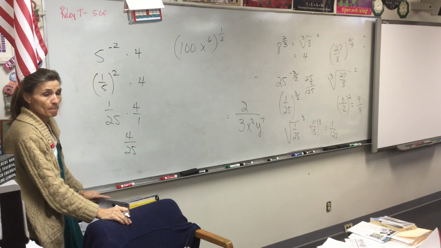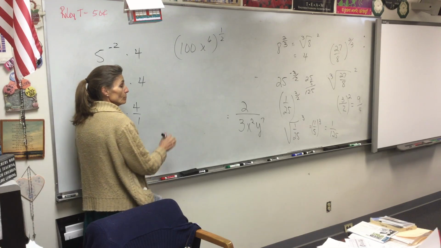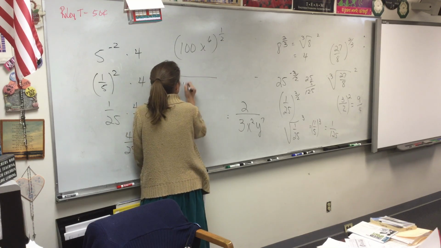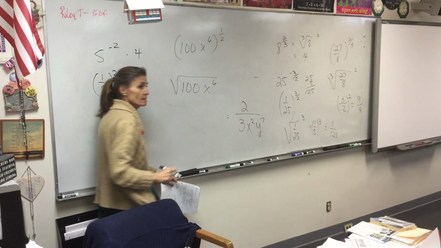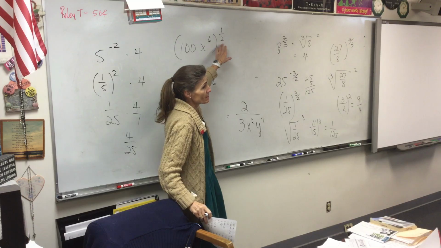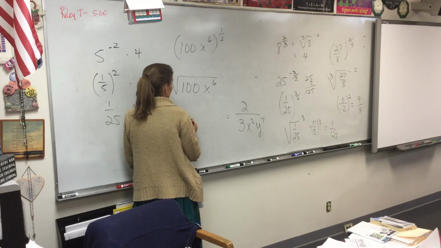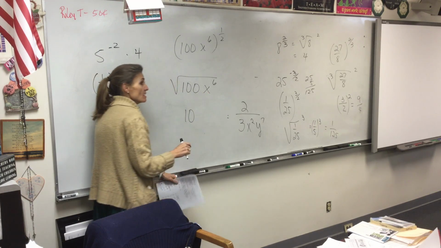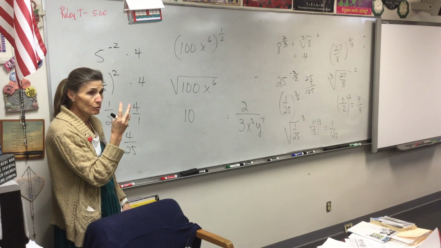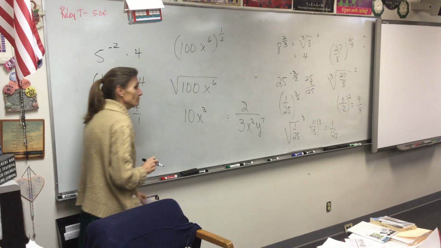What does this mean? What's that mean? Square root of 100 x to the 6th. 1/2 exponent means square root. Square root of 100. All right, now think about this. You have 6 x's. Taking the square root means split them up into 2 groups. How many would be in each group? 3. X cubed. 10x cubed.